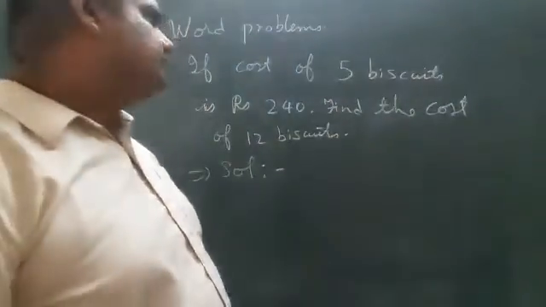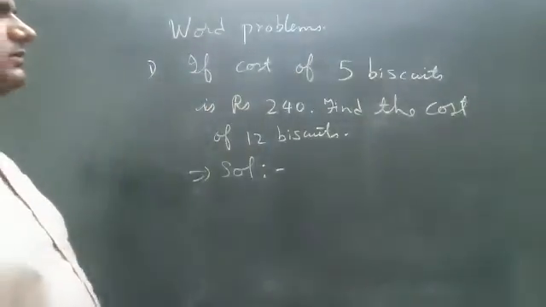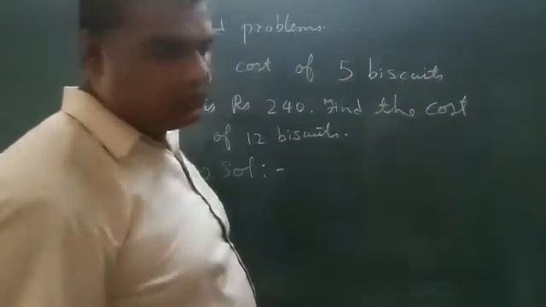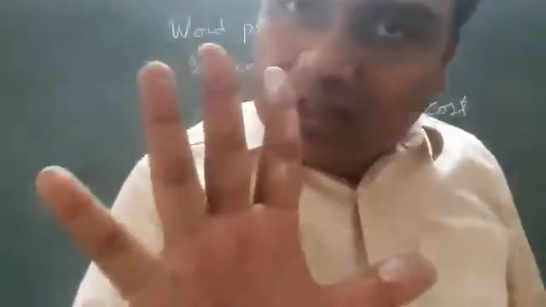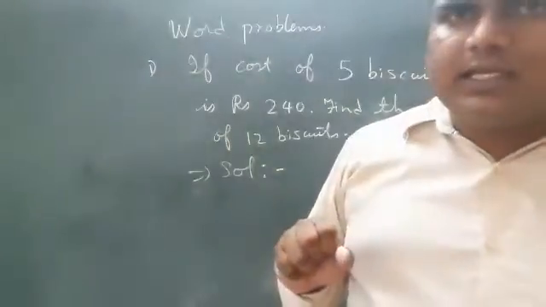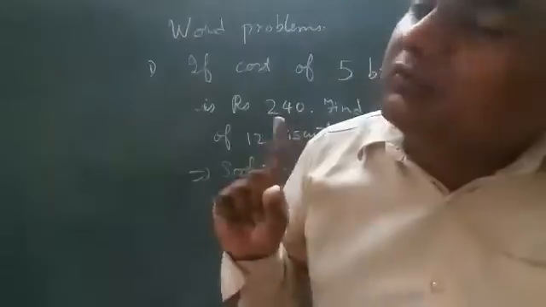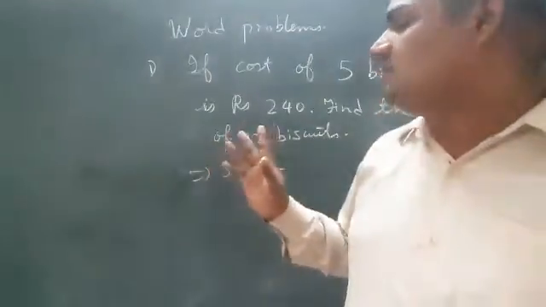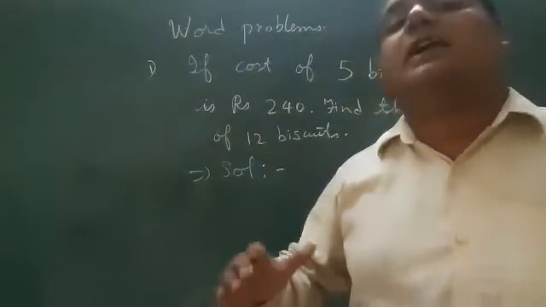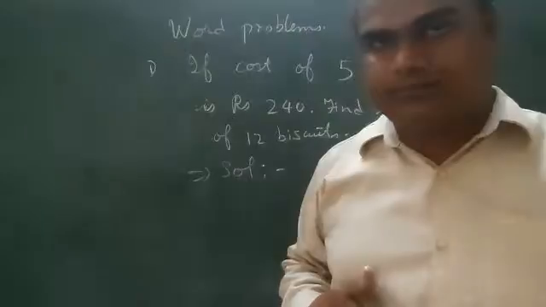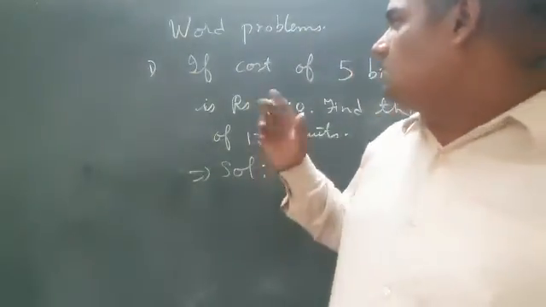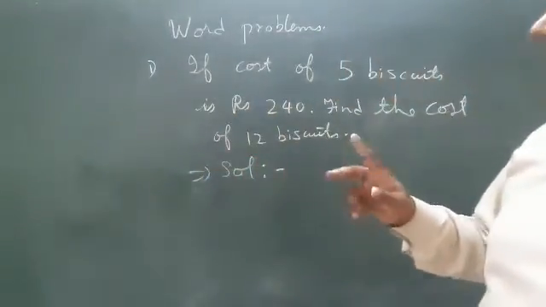Now my question to you. 5 बिस्किट का दाम दिया है 240 रुपये, and we have to find for 12 biscuits. Unless we know the cost of one biscuit, we cannot find for 12 biscuits. Then in this sum, we have to find the cost of one biscuit. एक बिस्किट का दाम ढूंढना पड़ेगा. Now straight away the concept is there.